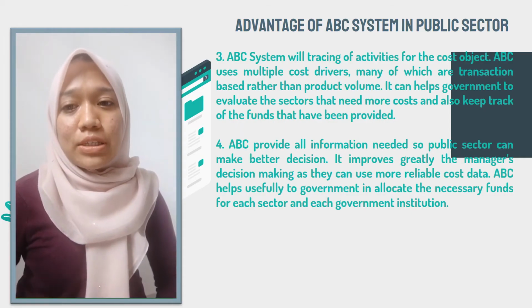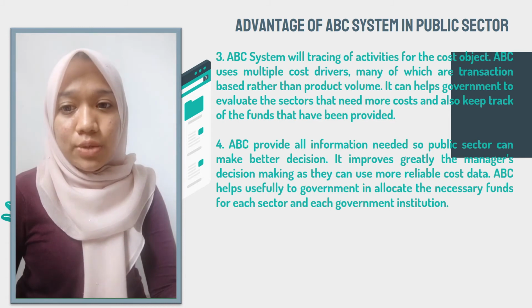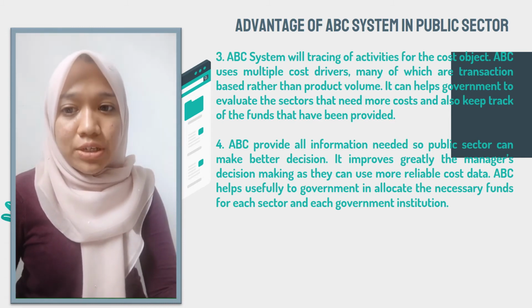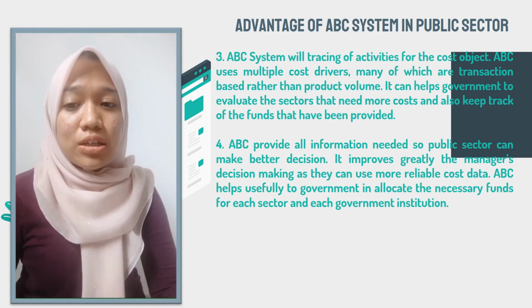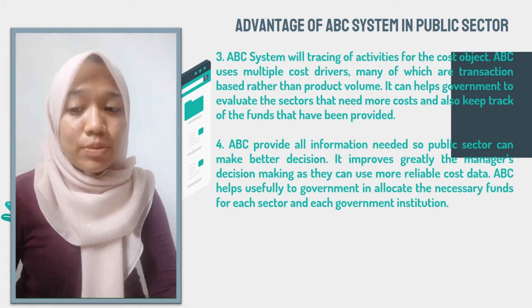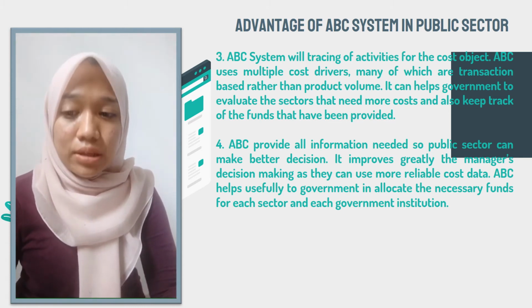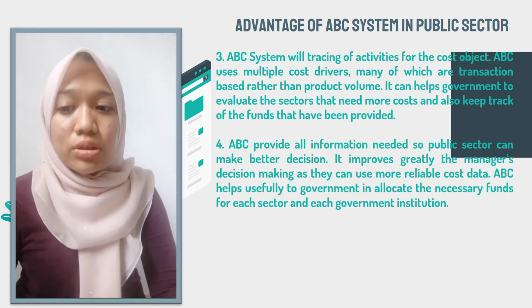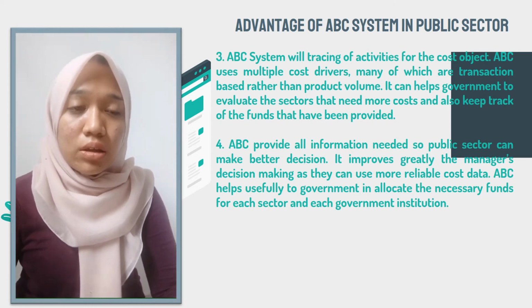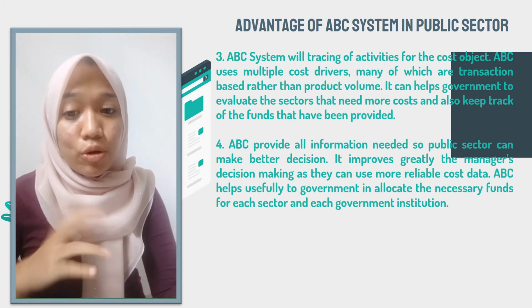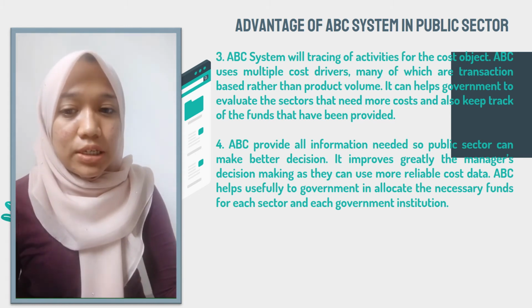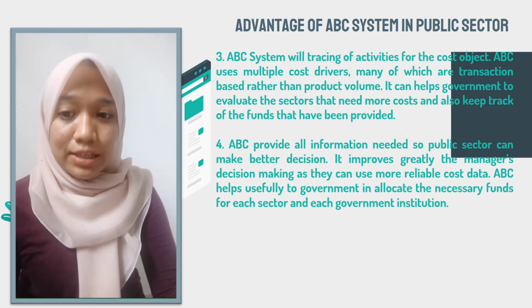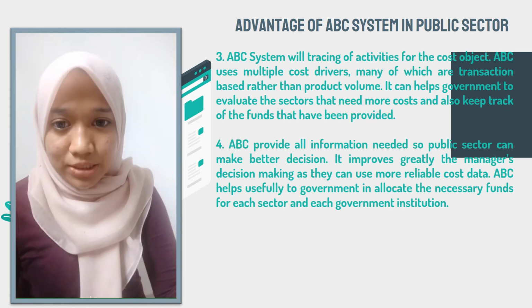The next point is the ABC system will trace the activity for the cost object. ABC uses multiple cost drivers, many of which are transaction based rather than product volume. It can help government to evaluate the sectors that need more cost and also keep track of the funds that have been provided by government. Further, ABC makes it easy for government to monitor all activities that happen in the public sector.